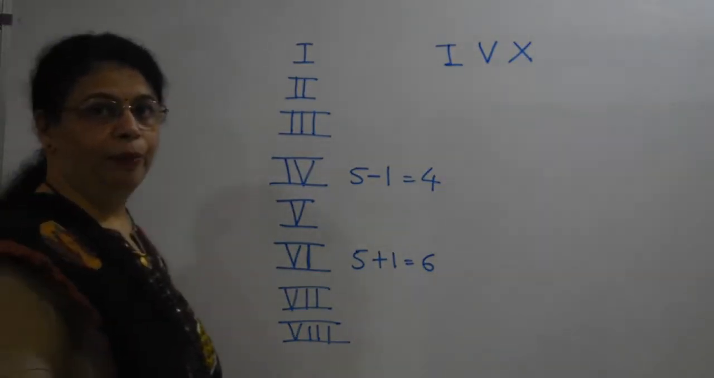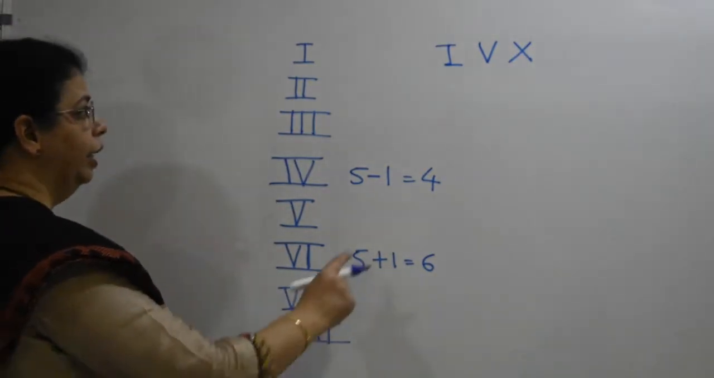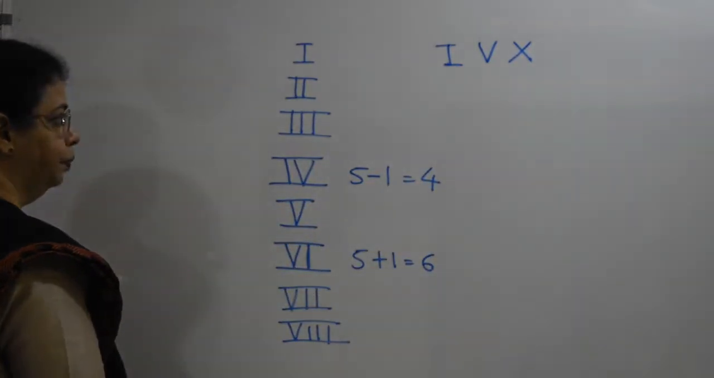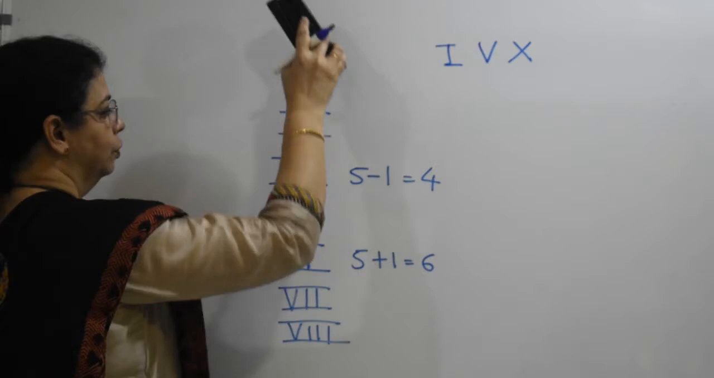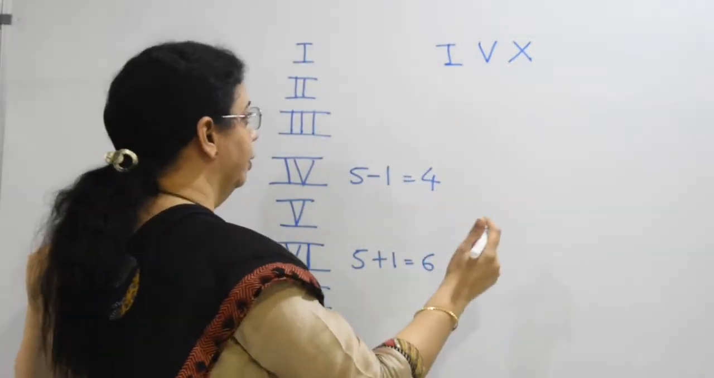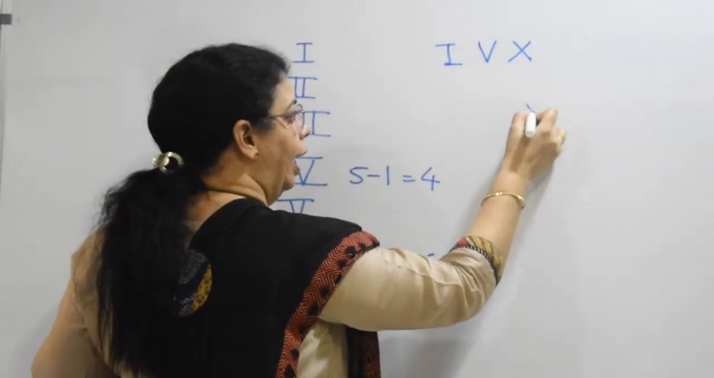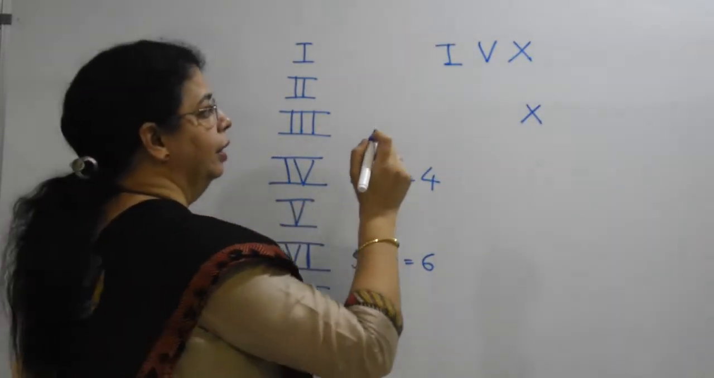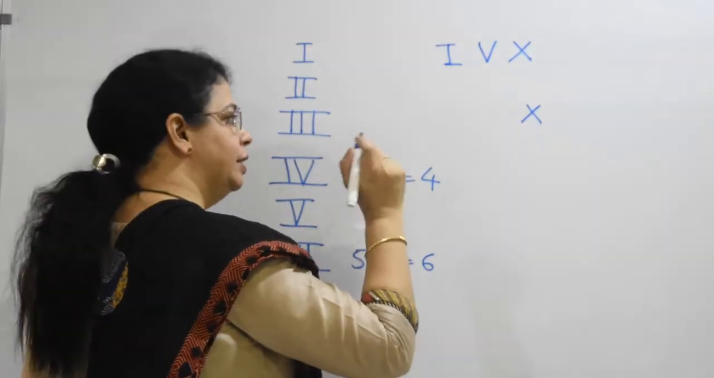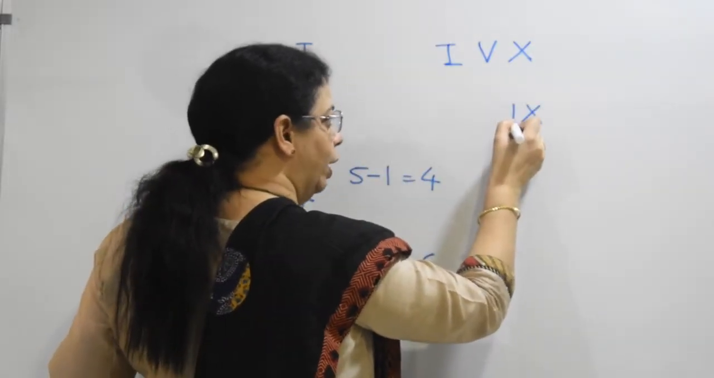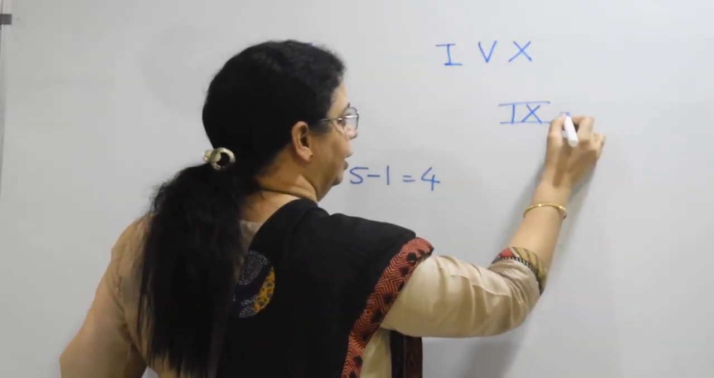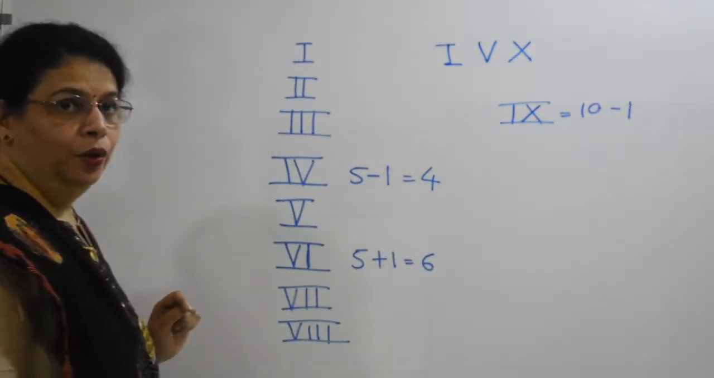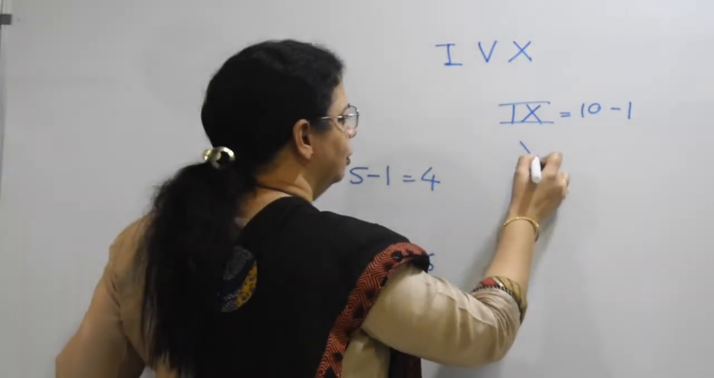Now again I cannot repeat I. So I have to take help of the next number, that is X. How can I do it? Okay. So X is 10. Now I want to form 9. 10 minus 1 is 9. So I need to write this 1, that is I, to the left side. This is equal to 10 minus 1. Okay. 10 there is no confusion.